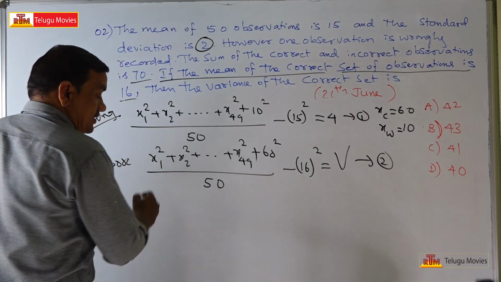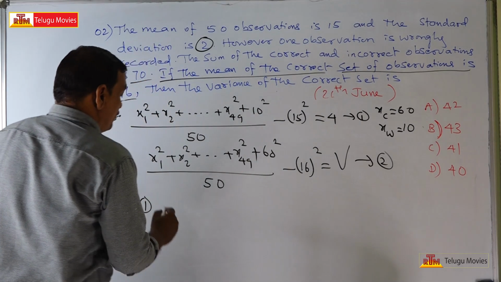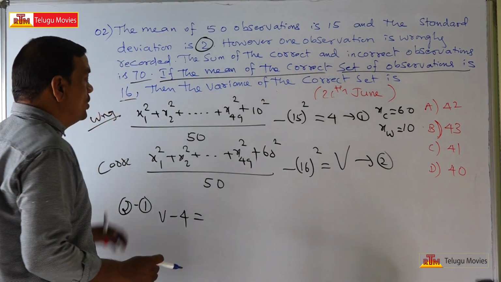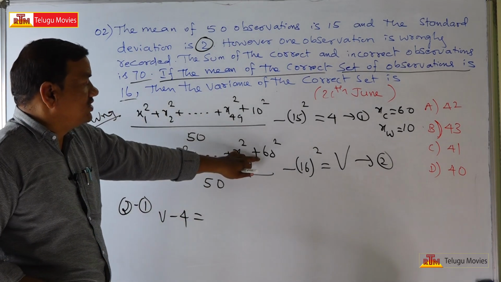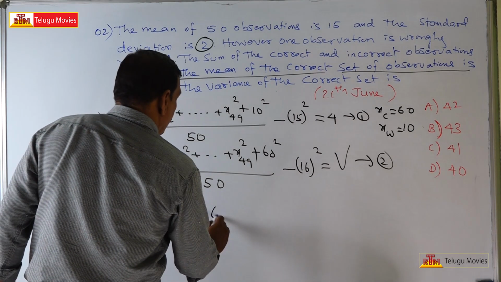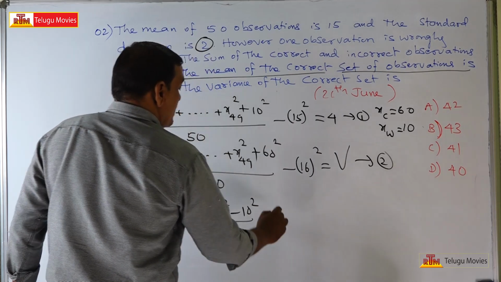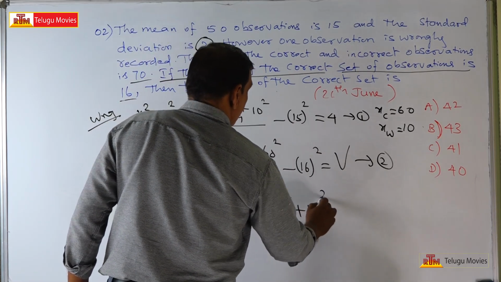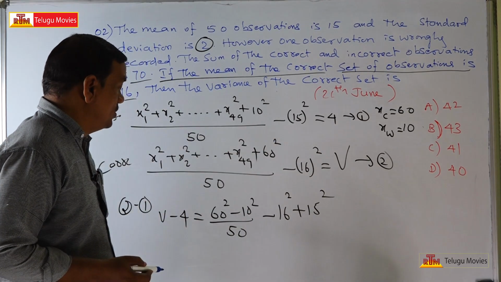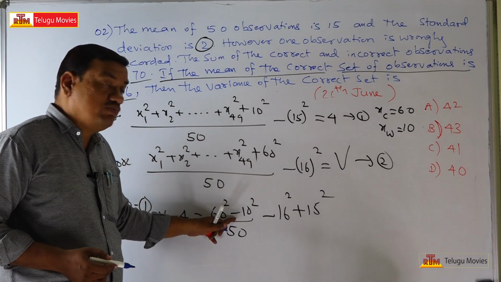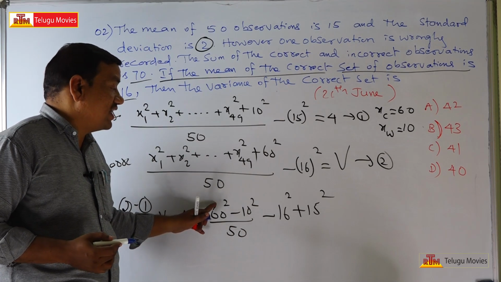So this is the second equation minus the first equation. This is V minus 4, which is equal to 60 square minus 10 square, over 50, minus 16 square plus 15 square. Using a square minus b square equals a plus b into a minus b, 60 minus 10 will get cancelled, and you will get 70 here.